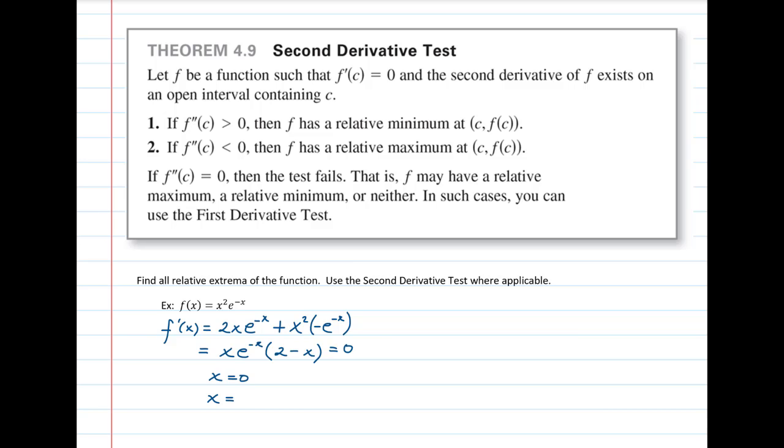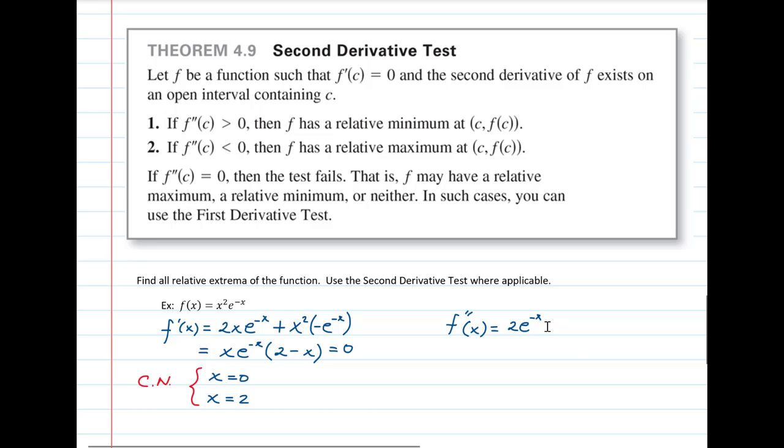So by setting this first derivative equal to 0, we're finding some critical numbers, and we get that x is either equal to 0 or x is equal to 2. Notice how e to the negative x will never be 0 or negative, so we can disregard that term. These are the only two critical numbers that give us a solution for the first derivative being equal to 0. Okay, now finding the second derivative, because we're going to have to evaluate these two numbers, x equal to 0 and x equal to 2, into our second derivative. So we need to find first what the second derivative is.